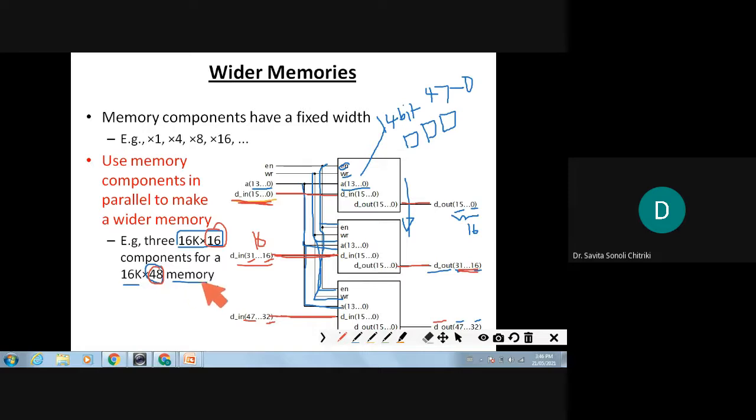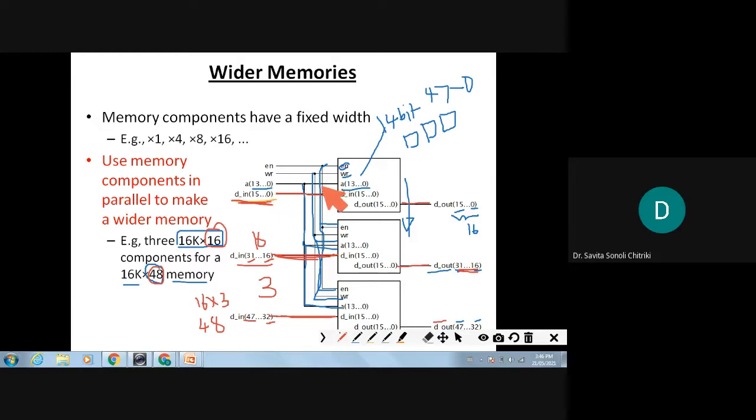So like this we are making a 16K cross 48 memory using three 16K cross 16 memories. 16 into 3 gives 48. So to make 16K cross 48, I need three 16K cross 16, right? Only the data bus is changing here, whereas the address bus is the same.